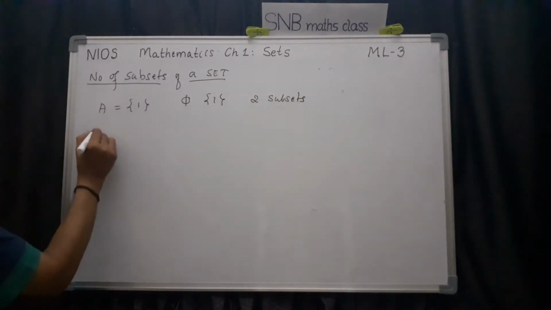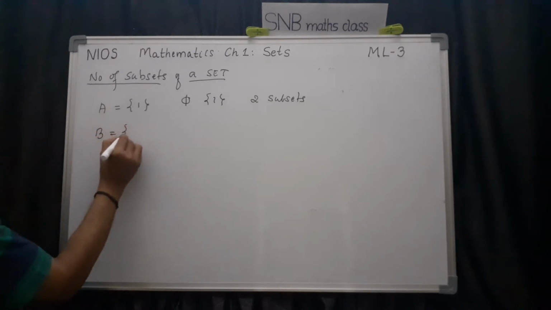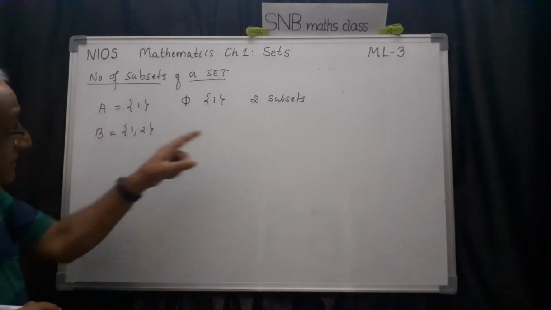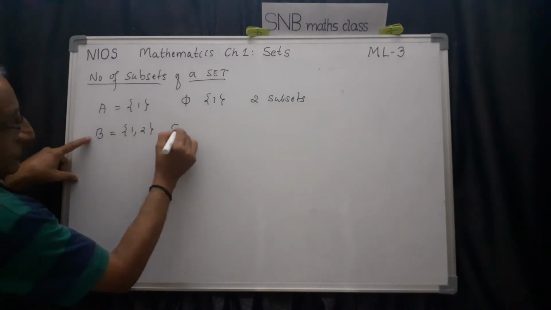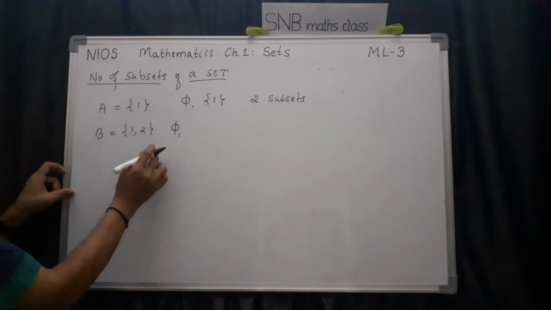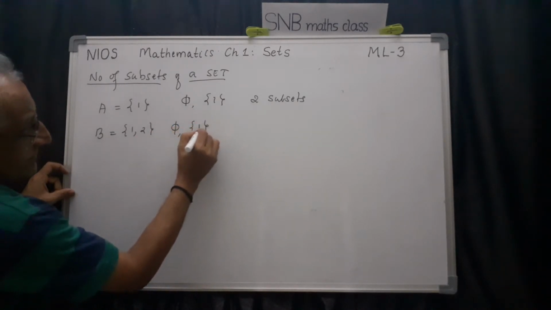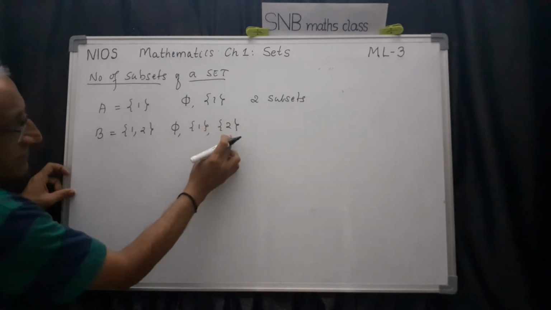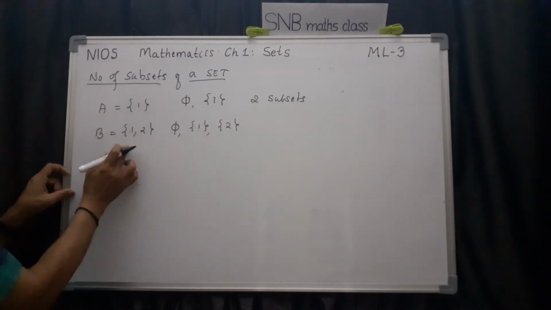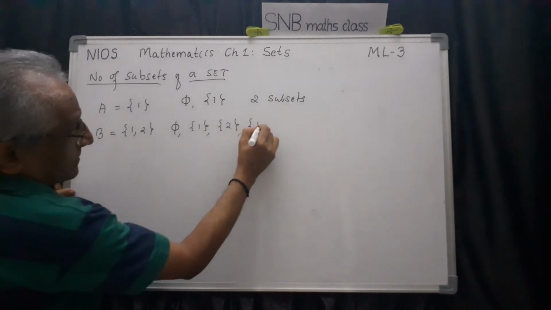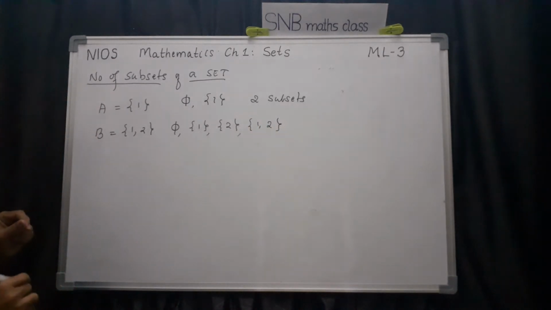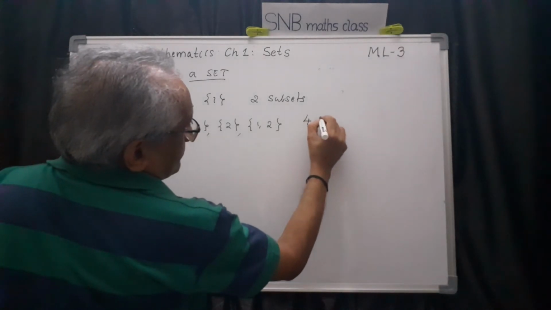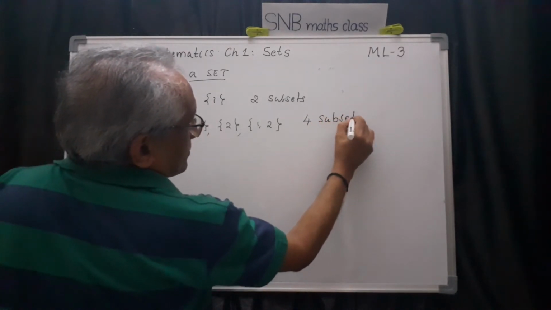Now let us take another set, say B, which contains 1 and 2. So two elements. Now let us list all the subsets of this set. First one is as before, phi is one subset. Then we can also say {1} is a subset of this one because this is a singleton set. Then second one, {2} is a subset. Another one is the set itself because every set is a subset of itself. So therefore 1, 2, 3, 4. So 4 subsets are there. So this is the observation.